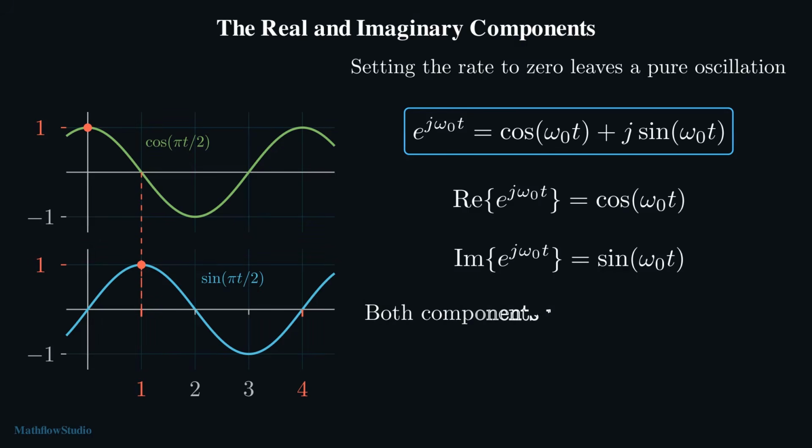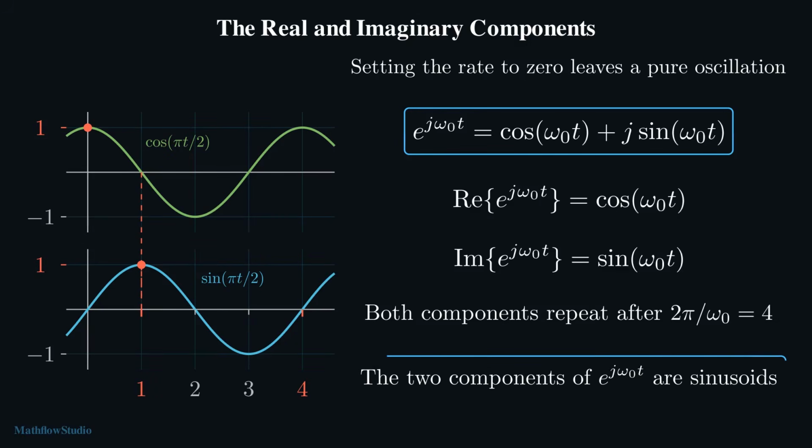Both components return to their own values after 2 pi divided by the angular frequency, which is 4 seconds here. The 2 components of the rotating factor are therefore sine waves.